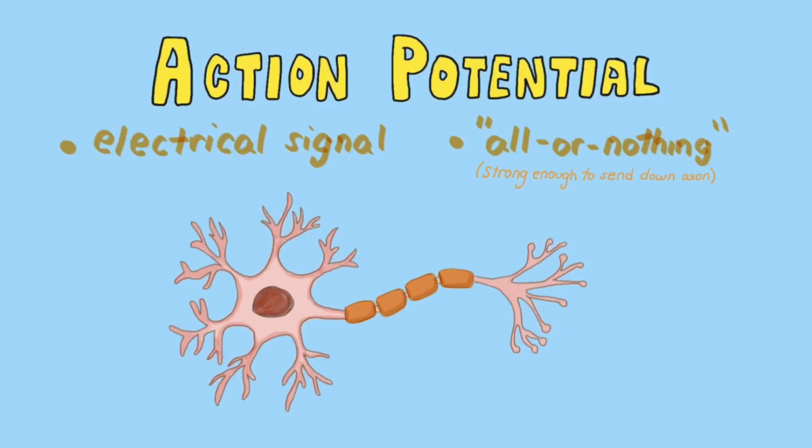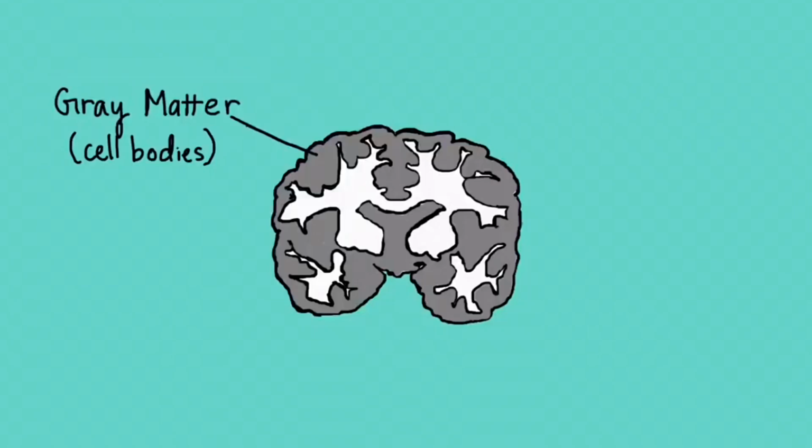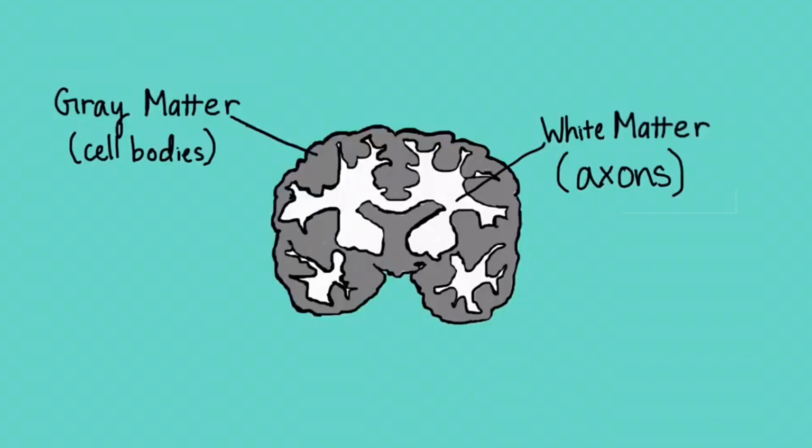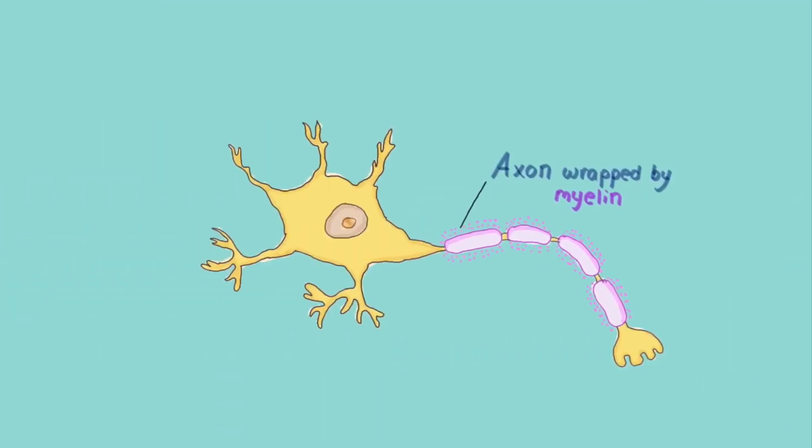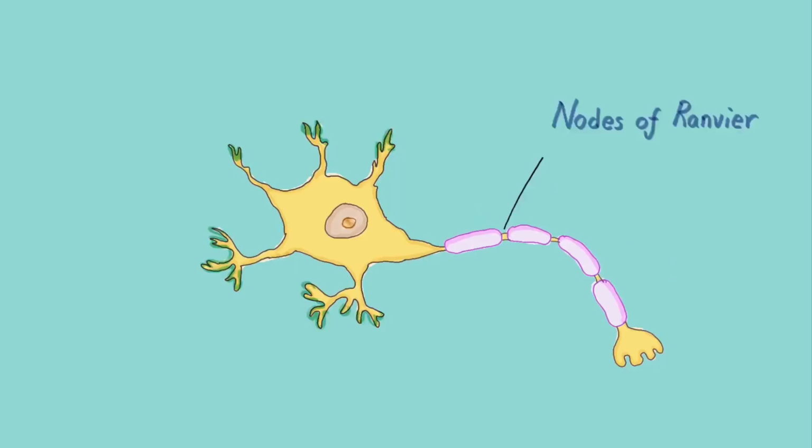An action potential is all or nothing, which just means that the signal has to be strong enough or nothing goes down the axon. Axons make up white matter, which is deeper in the brain, because they are wrapped by pinkish-white fatty tissue called the myelin sheath. This tissue insulates the neuron or prevents the signal from leaking out. Sometimes the myelin sheath has gaps called nodes of Ranvier, which let the signal jump really fast from node to node down the axon.